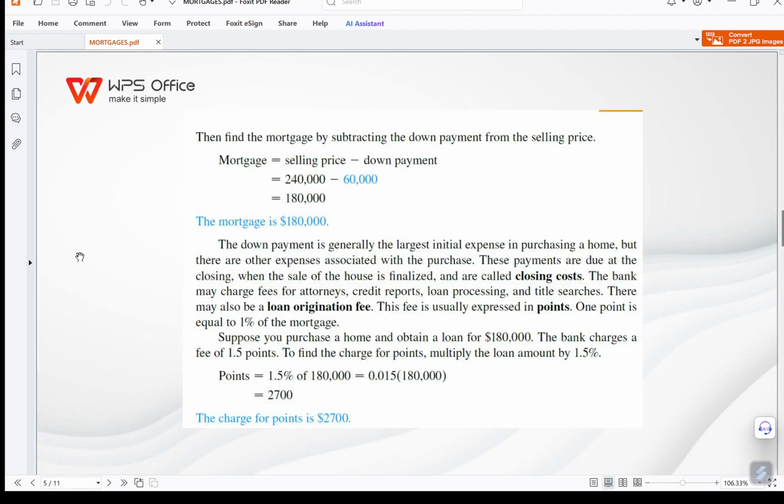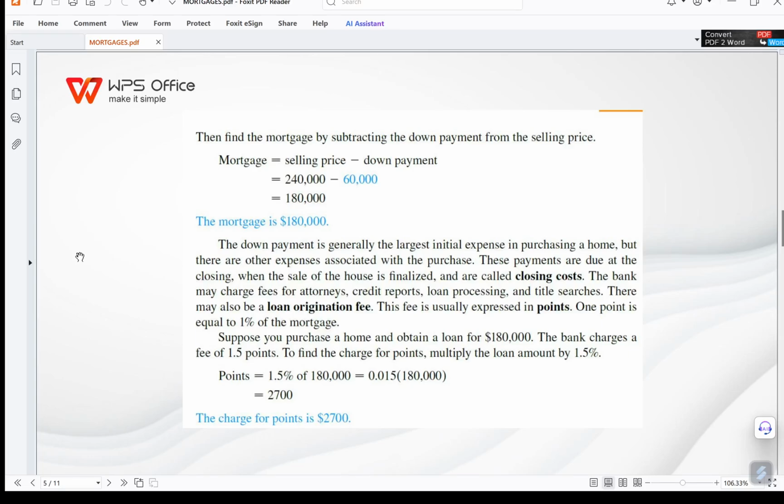Next, find the mortgage by subtracting the down payment from the selling price. So the mortgage is the selling price minus the down payment: 240,000 minus 60,000 gives you 180,000. So the mortgage is $180,000.